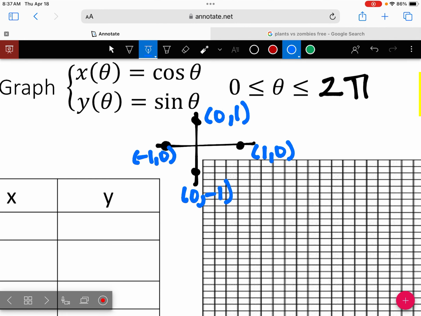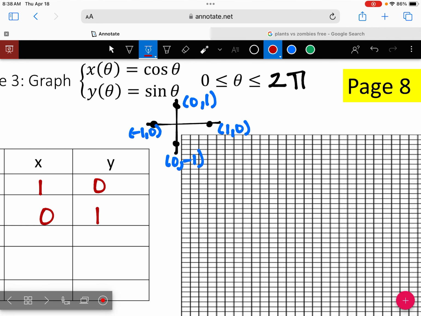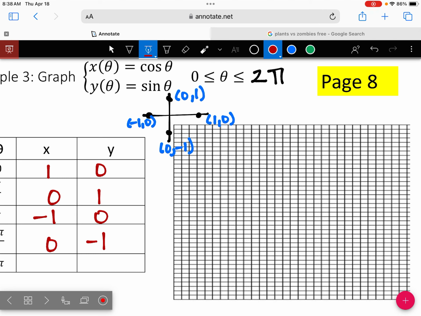So when we're starting here on the unit circle, the cosine is 1 and the sine is 0. So my first point is (1, 0). And then I go to (0, 1). And then it's (-1, 0). I'm going to go through this one pretty fast because this is just going to be a circle. And then you end back where you started. So those are your 5 points. So again, this is just going to be a circle.